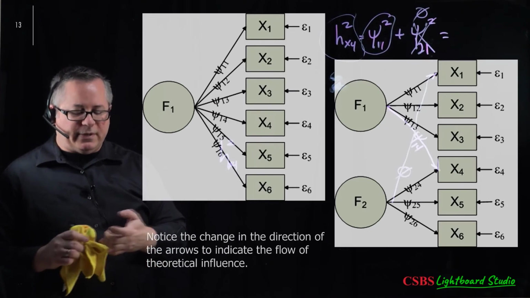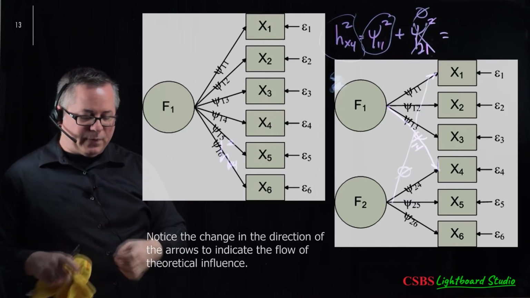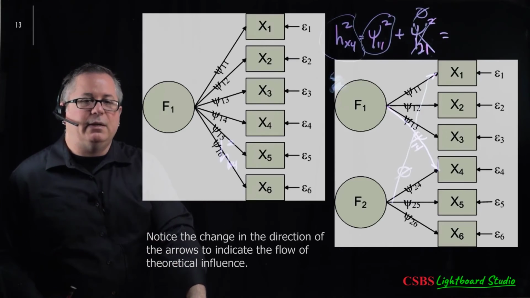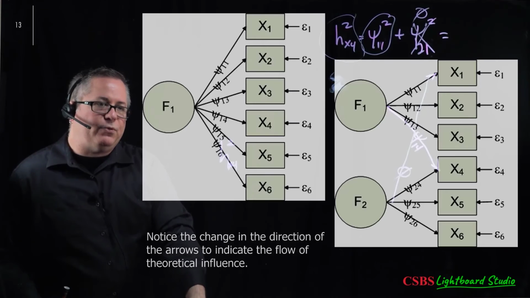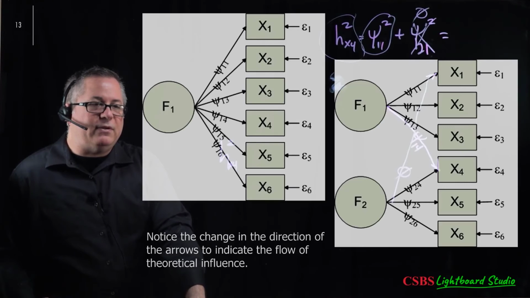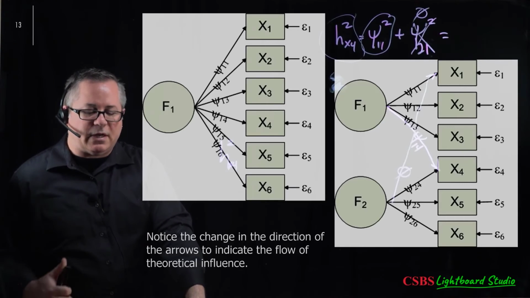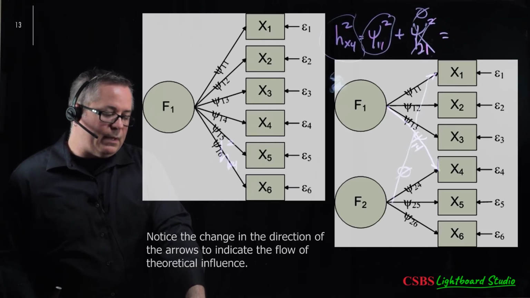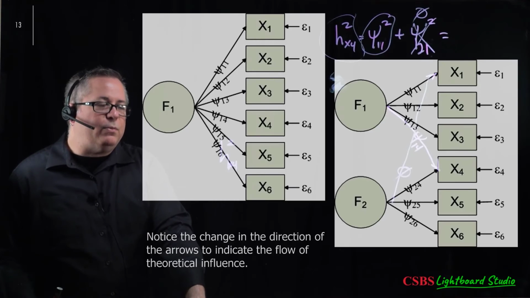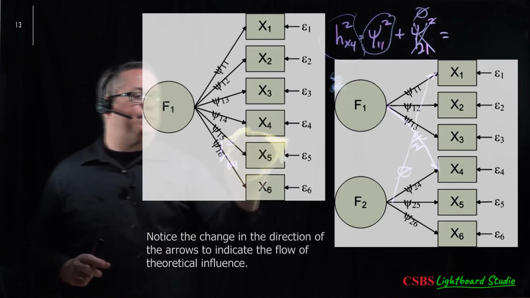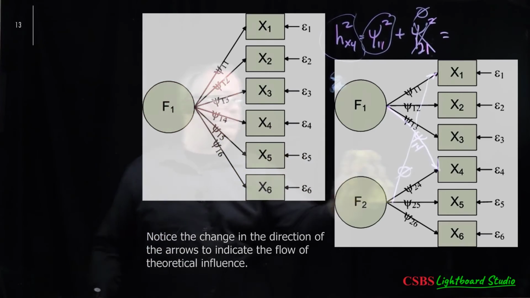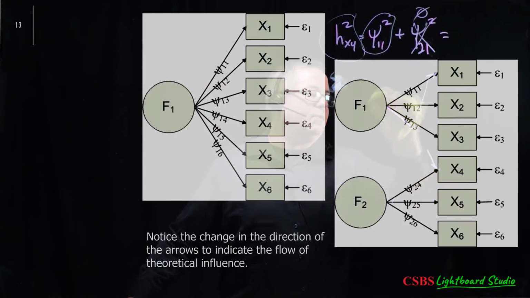Tabachnick and Fidell give some guidelines where if a loading is below, I think, 0.3, you can essentially ignore it. Treat it as if it is 0. But if you're trying to compute the commonality, that loading that's below 0.3 still needs to be computed to get the commonality accurate. We'll see more of that in a little bit. All right, so far so good.